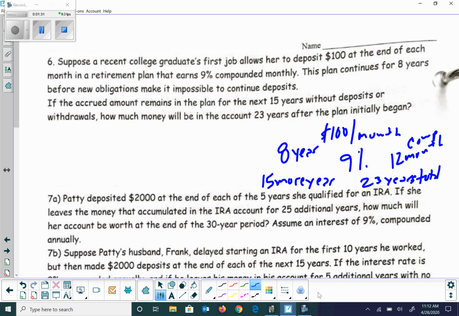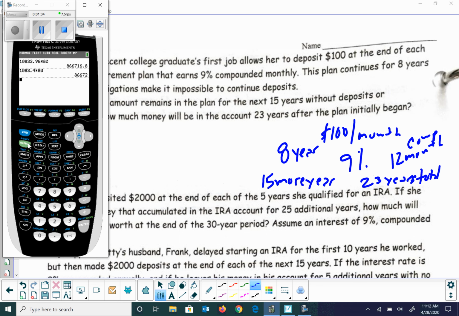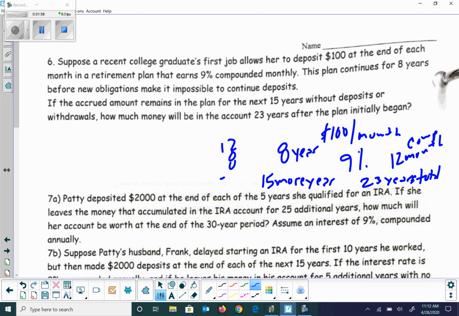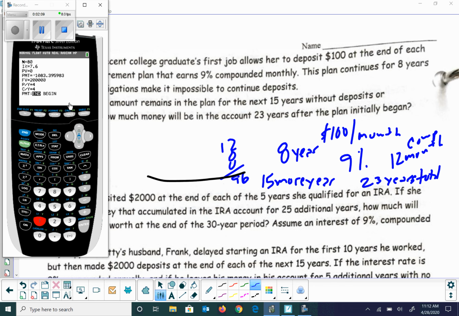Okay, so I think we should be able to handle this on the calculator pretty well. You remember it's going to be under the apps, under finance. It's the TVM Solver. And so, a few things. We're going to take care of this for 8 years. So 8 times 12. 8 times 12 is what? Is that 96? Okay, so there's going to be 96 payments that she's going to make into this account. So 96 here.